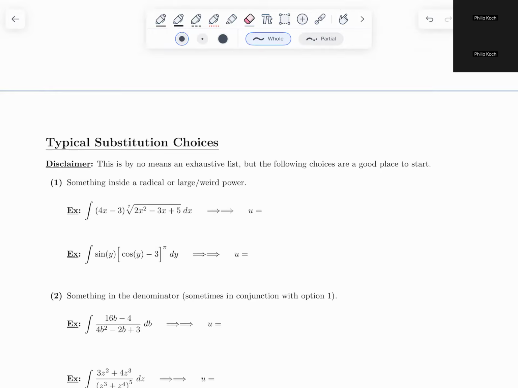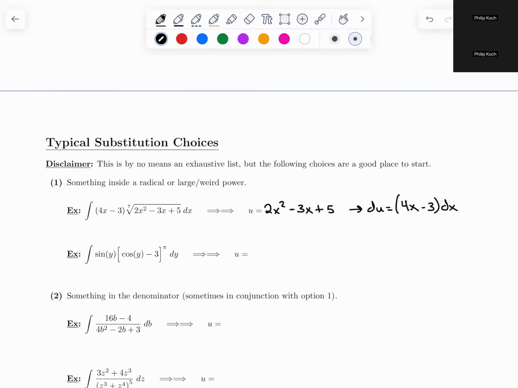So with this one, the integral of 4x minus 3 times the 7th root of 2x squared minus 3x plus 5, a perfect choice for you would be the inside of the radical. u equals 2x squared minus 3x plus 5, which implies that du is equal to (4x minus 3) times dx. The entire thing times dx.